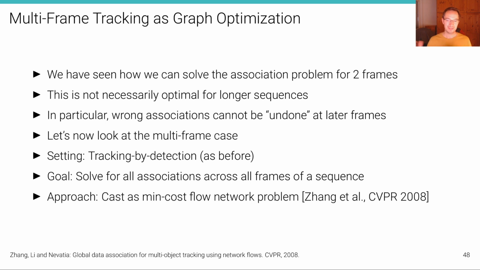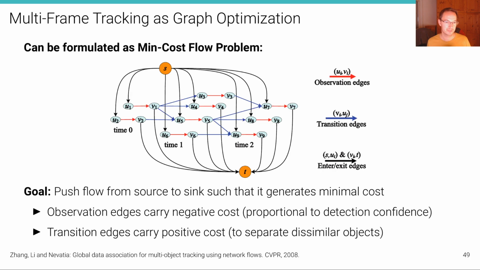The seminal idea presented in this paper from Zhang et al., called Global Data Association for Multi-Object Tracking Using Network Flows, is to cast the problem as a min-cost flow network problem. So, again, to phrase the problem such that it can be applied to existing algorithms in the graph community. And this is the way they formulated the problem.